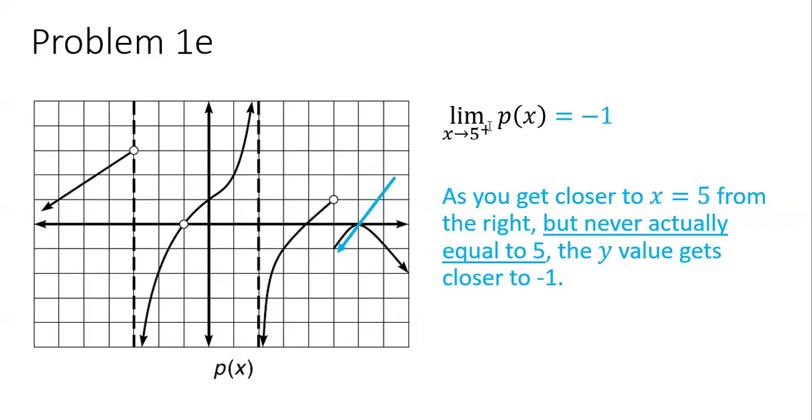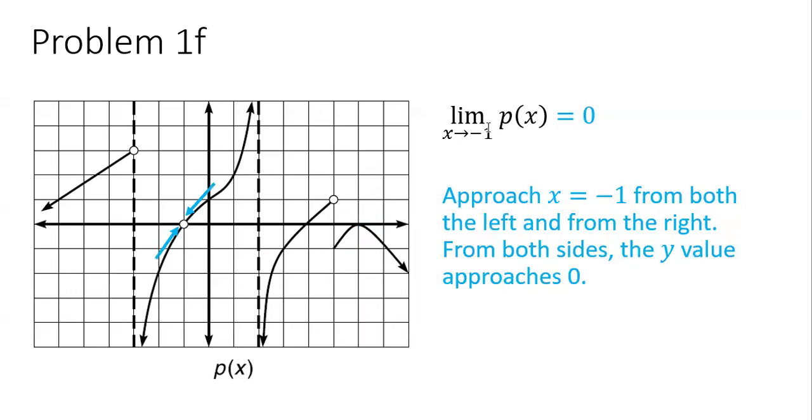Part E, as we approach 5 from the right, it is -1. We're going to use continuity here as well. It's continuous from the right, we would say. I didn't write that, but we can think of it like that as well. And then part F, as we approach -1, there's no minus or plus, so we have to approach from both sides. As we approach from the left, the y value is approaching 0. As we approach from the right, the y value also approaches 0. Again, we never actually get to x is -1. We're getting very, very close to it. So what's the y value approaching? It's 0 from both sides, so this two-sided limit is 0.